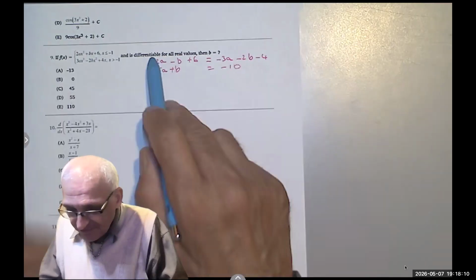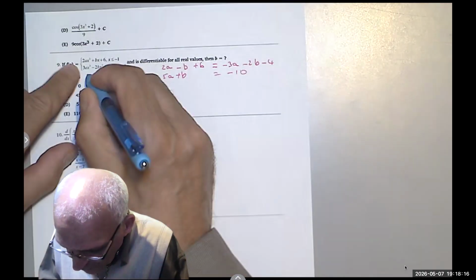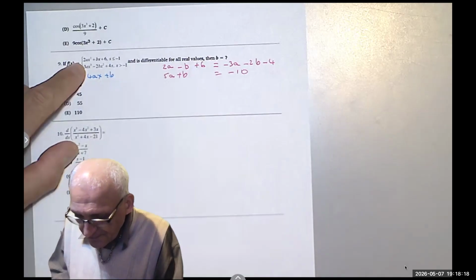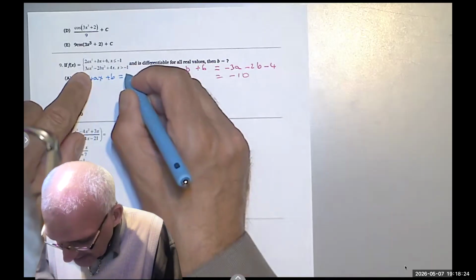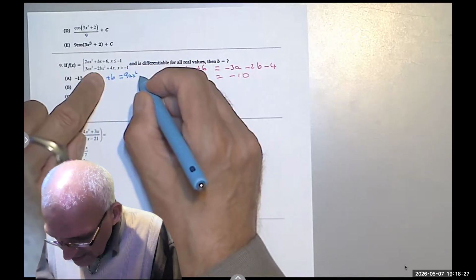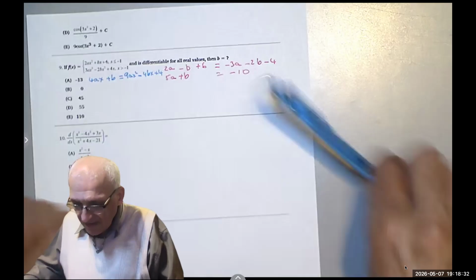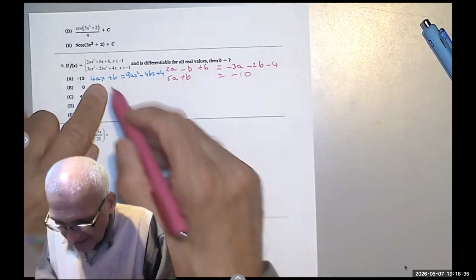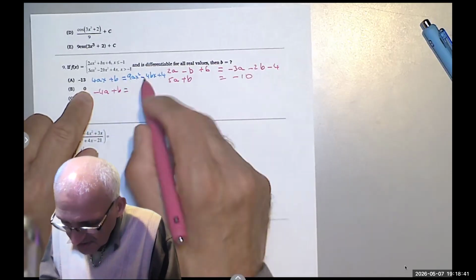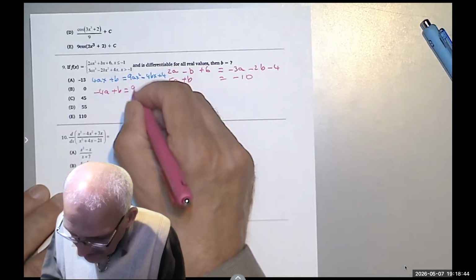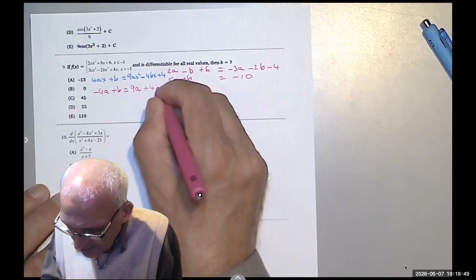Like we said, since it's differentiable, then the derivative from the left, which is 4ax plus b, should equal the derivative from the right, which is 9ax squared minus 4bx plus 4. Now I'm going to substitute to get the second equation. X is negative 1, so I get negative 4a plus b equals, if x is negative 1, then x squared is 1, you get 9a. If x is negative 1, then negative 4bx becomes positive 4b, plus 4.